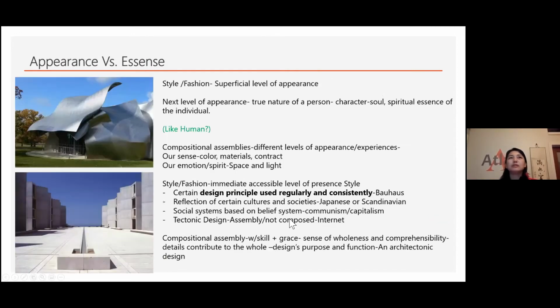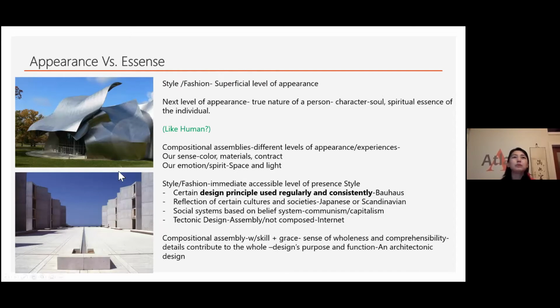And then they mentioned appearance versus essence. So there are different levels of appearance. There's a superficial level, which is style and fashion. The next level is the true nature of a person: character, soul, spirit, essence of a person. I think it's like architecture, any other design, like a human. It's a reflection of human, basically. So there's appearance and there's essence.